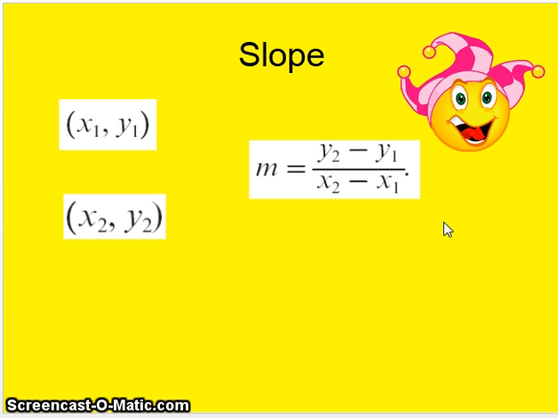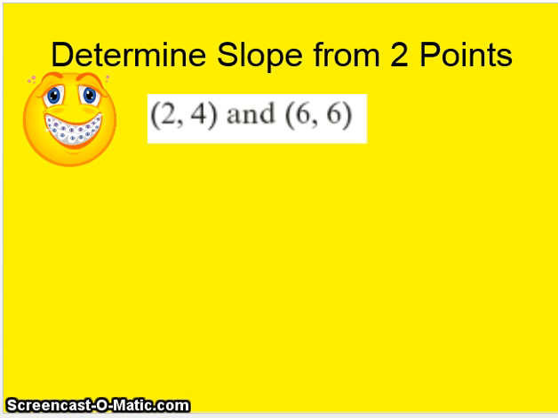Now remember that slope and rate of change are the same thing. So we're just finding the difference in our dependent variables, which are usually our y's, divided by the difference in our independent variables, which are usually our x's.